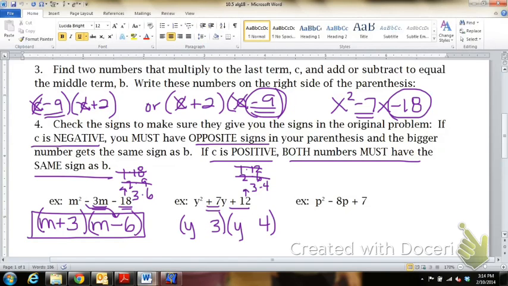Now they have to multiply to be a positive 12 and add up to be a positive, so they both need to be positive numbers. Also, if there's no negative signs in your problem, don't put any negative signs in your answer.